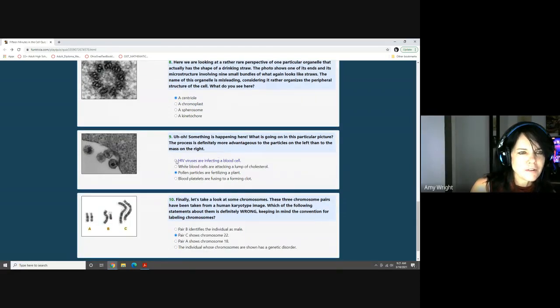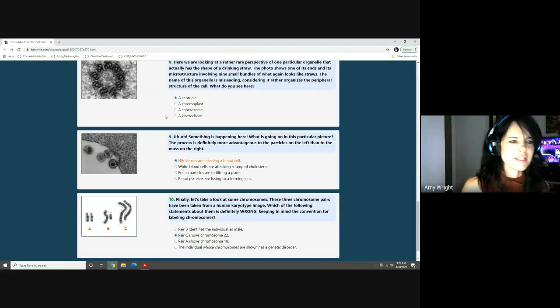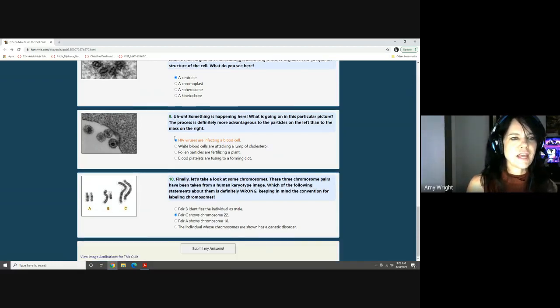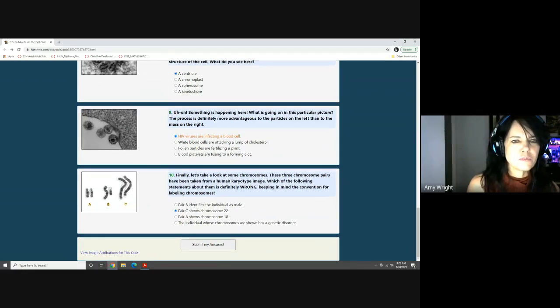Actually, this is the one I got wrong because I think this was HIV. Something is happening here. What is going on in this particular picture? The process is definitely more advantageous to the particles, to these guys on the left and the mass on the right. So this is a cell, and these are the HIV viruses infecting the cell. So not something you want to happen, but really cool to see under a microscope. And by the way, I just chose this quiz because I wanted you to see what these all look like under a microscope. And then 10, finally, let's look at some chromosomes.